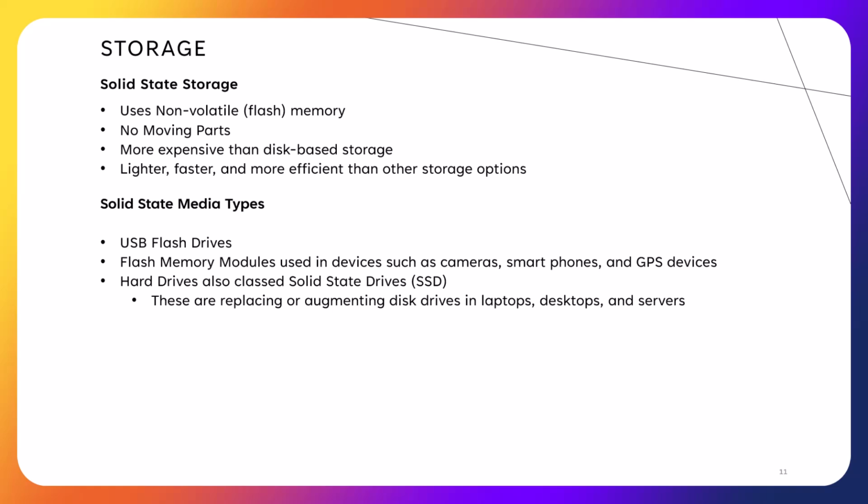Solid-state media types come in 3 basic types. Your USB flash drives. These, again, are external. They plug into a USB port on a computer system, and they provide additional storage that way. Flash memory modules. These you're going to find in cameras, smartphones, GPS devices, other type of devices that need these little small flash memory modules.